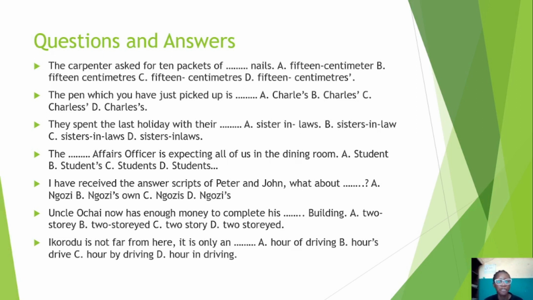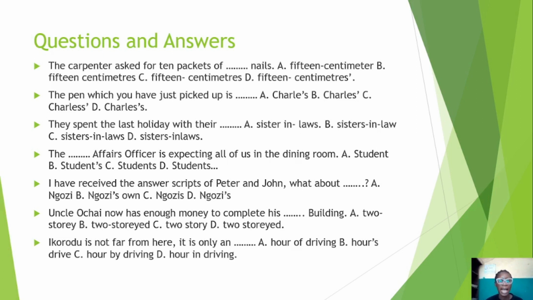The dash affairs officer is expecting all of us in the dining room. A, student. B, student's. C, students. D, students with an ellipsis. The correct option is option A, the student affairs officer. It's just like saying the officer of student affairs. That's why we cannot take option B or option C.